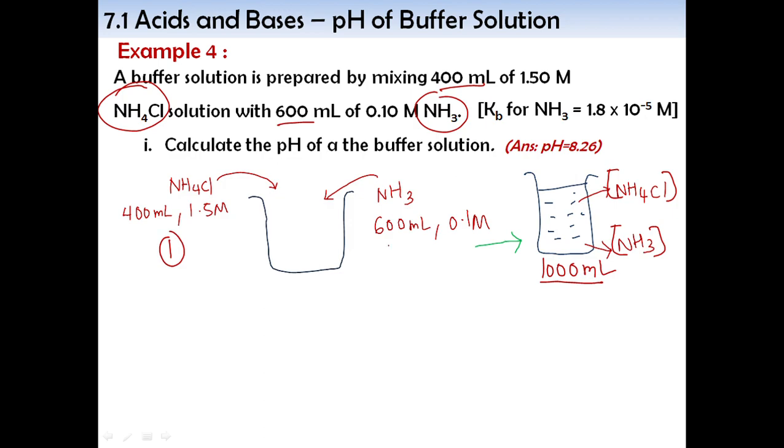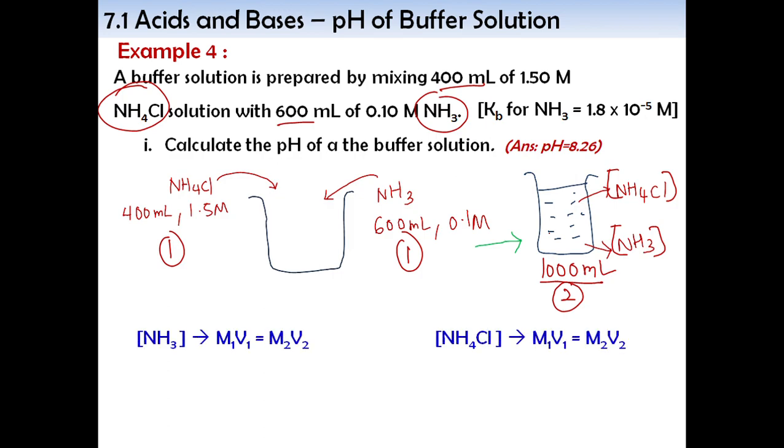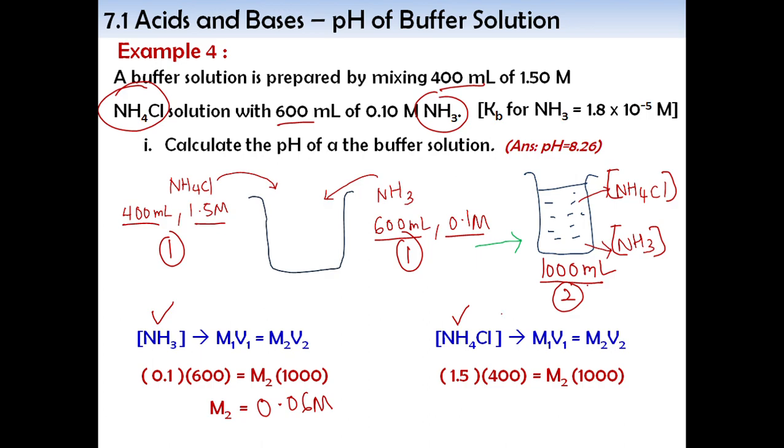So, you have the first condition, you have the second condition. We're going to use M1V1 equals M2V2. Let's find for NH3 first. This is my M1V1. Put into the formula. This is my V2. Please calculate until you get M2. You should get 0.06 M for this one. For NH4Cl, the same thing. M1V1, put into the formula until you get M2. So you will get 0.6 M. I hope everyone calculates this. Okay, so then I get the concentration in the buffer solution for these two species.